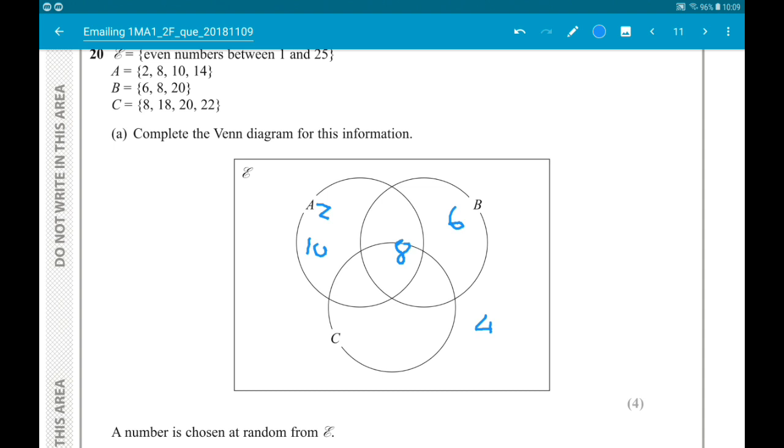12 is in none of the sets, so that goes on the outside. 14 is in A only. 16 is in none of the subsets, so in the rectangle. 18 is in C only.